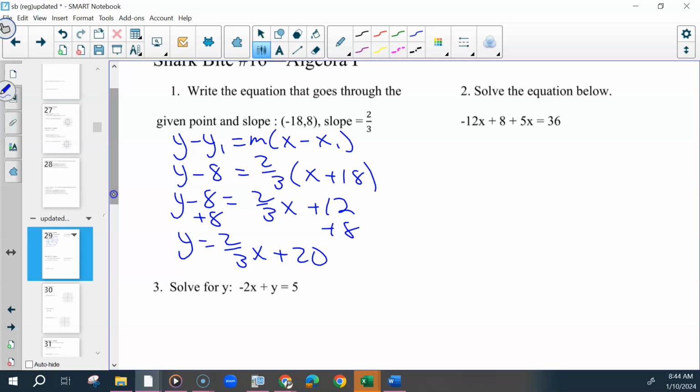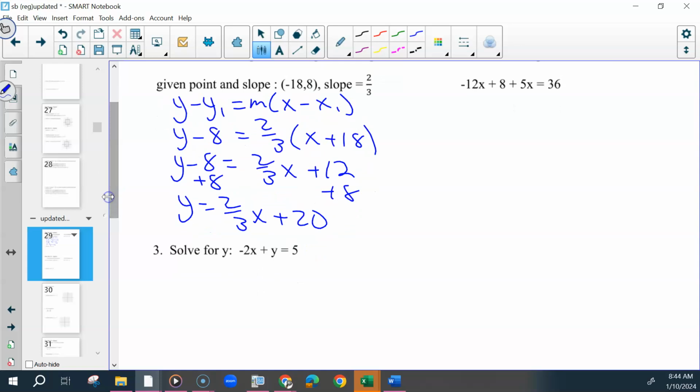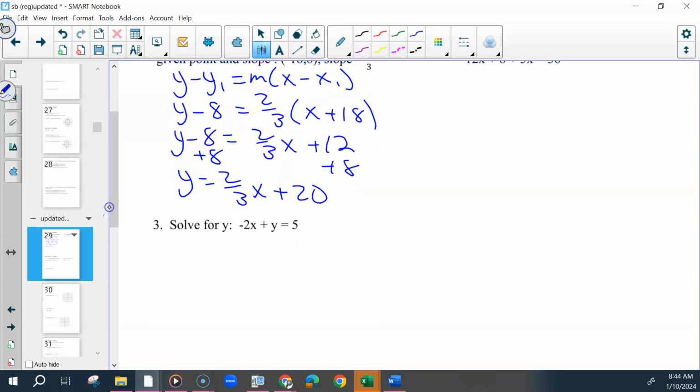Number 3 is not solving for the y-intercept, it's solving for y, solving for the equation. So we needed to get rid of everything else, add 2x to the other side, so that we get y equals 2x plus 5. Now if it says solve for the y-intercept or find the y-intercept, then you would put a 0 in and solve for that. Or you could solve it like this and determine that the y-intercept is 5.